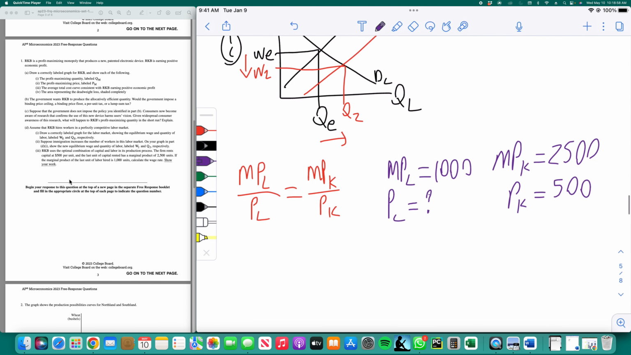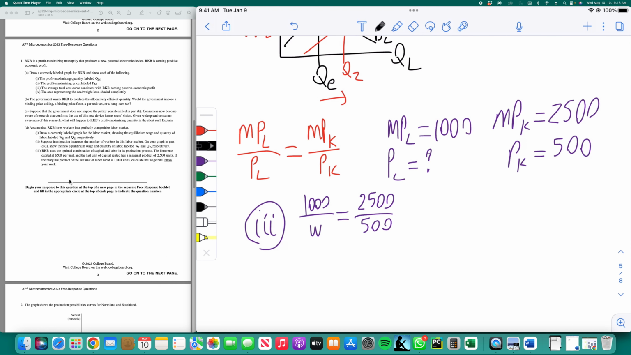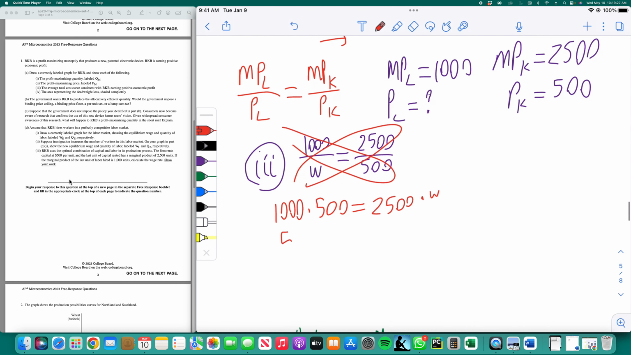All you need to do for this is plug in your numbers. So that'd be 1,000 over the wage, because we don't know the wage, equals 2,500 over 500. To solve for W, or wage, you will cross multiply. So you will do 1,000 times 500 equals 2,500 times W. So that would be 500,000 equals 2,500 W.